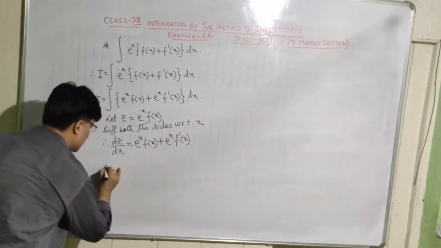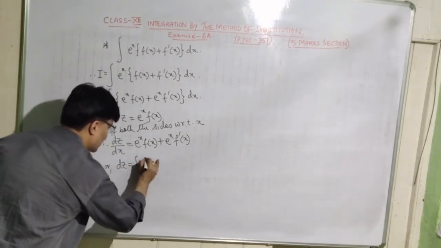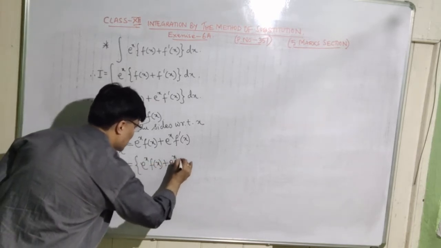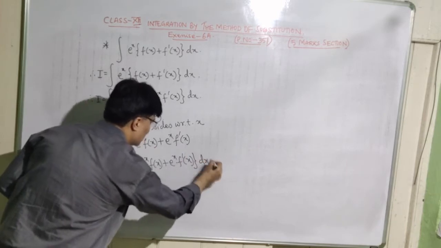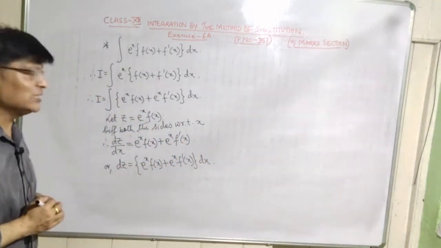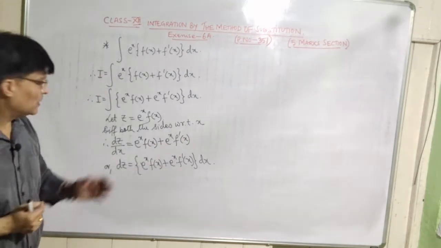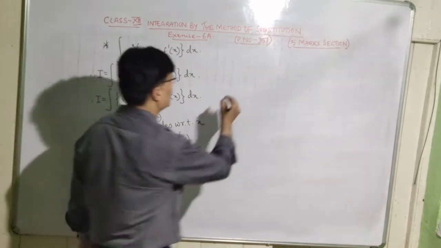So now let us cross multiply it. So it is dz is equal to within second bracket e to the power x f of x plus e to the power x f dash of x second bracket closed dx. Now it is cross multiplied. Okay. So now let us put these values in I. So what does I become now?